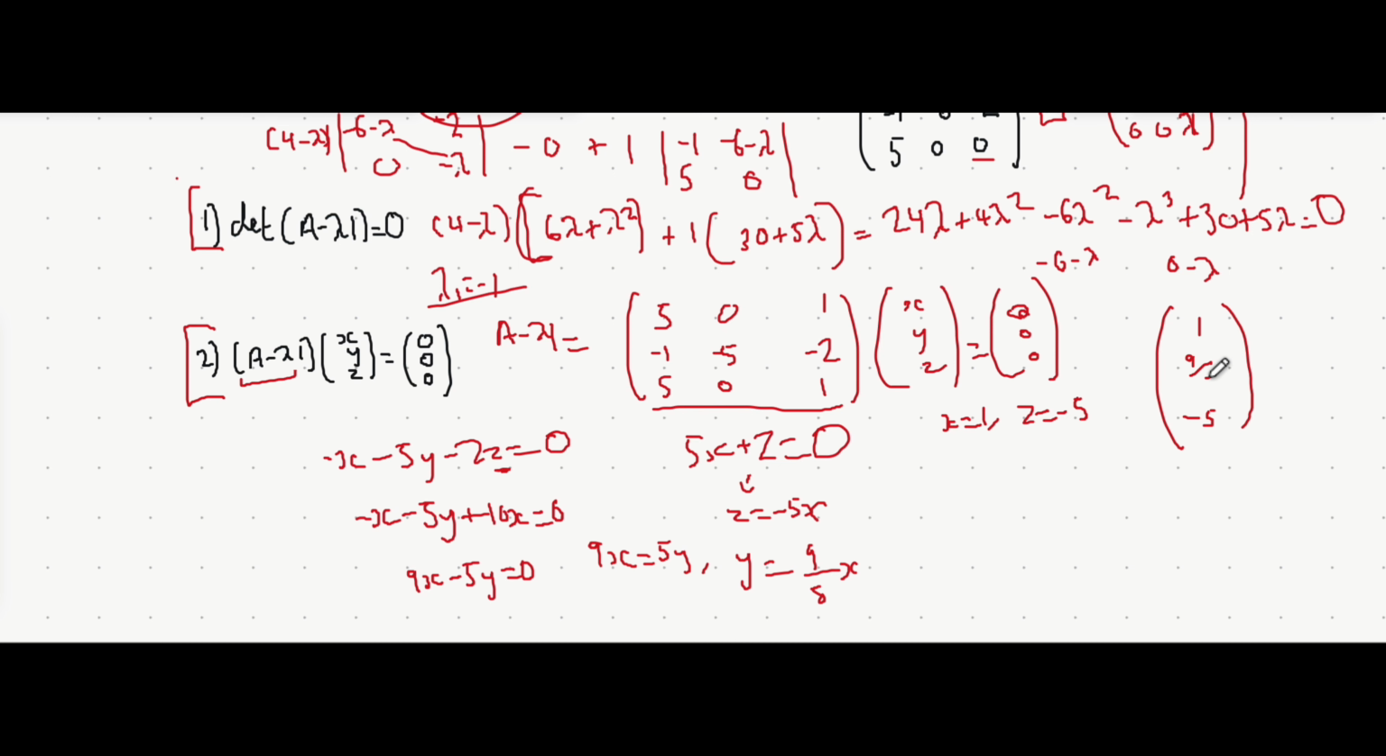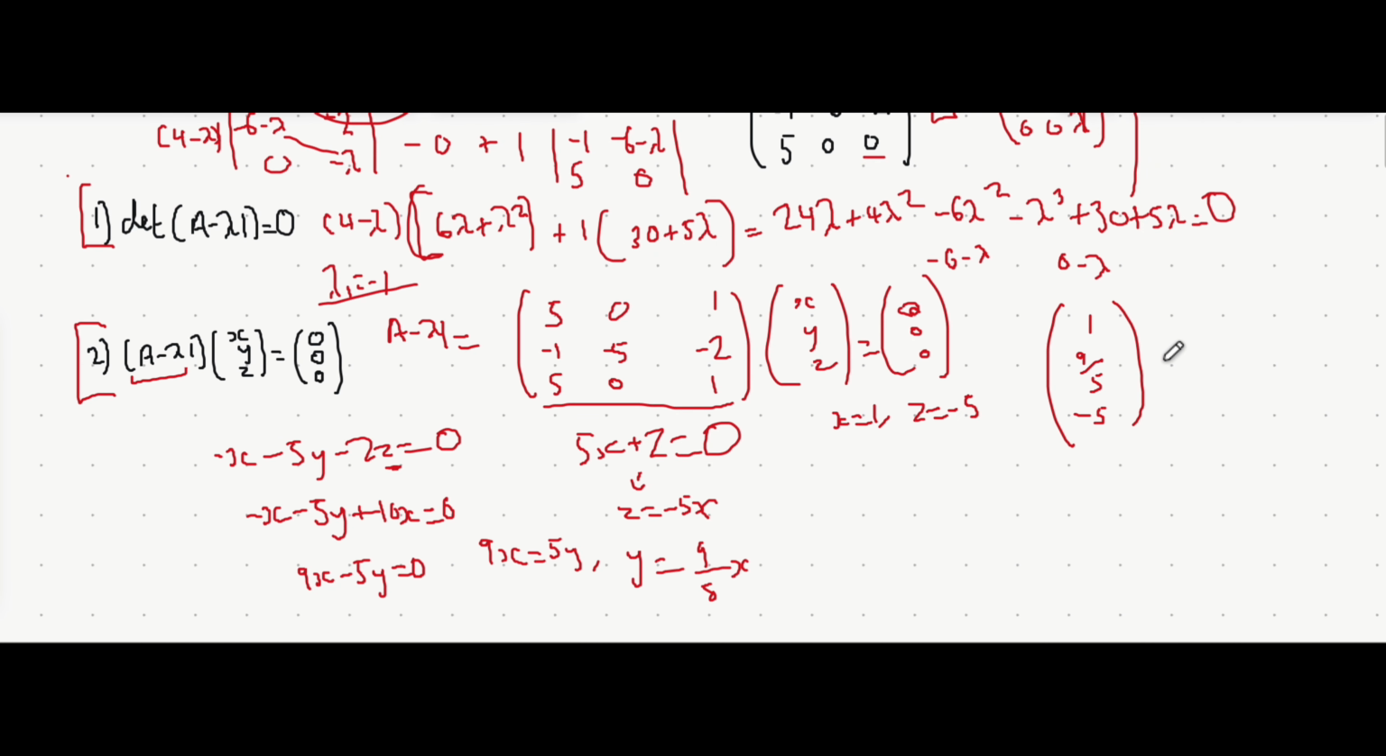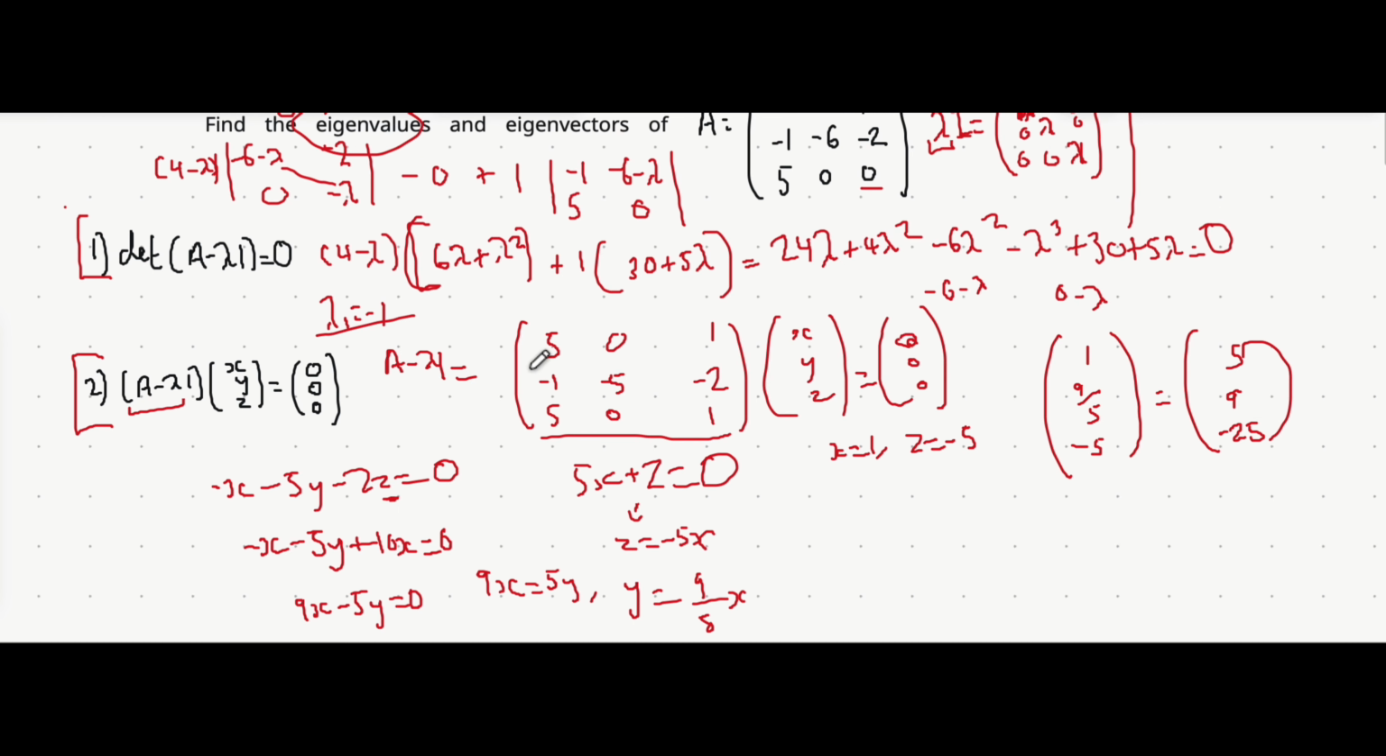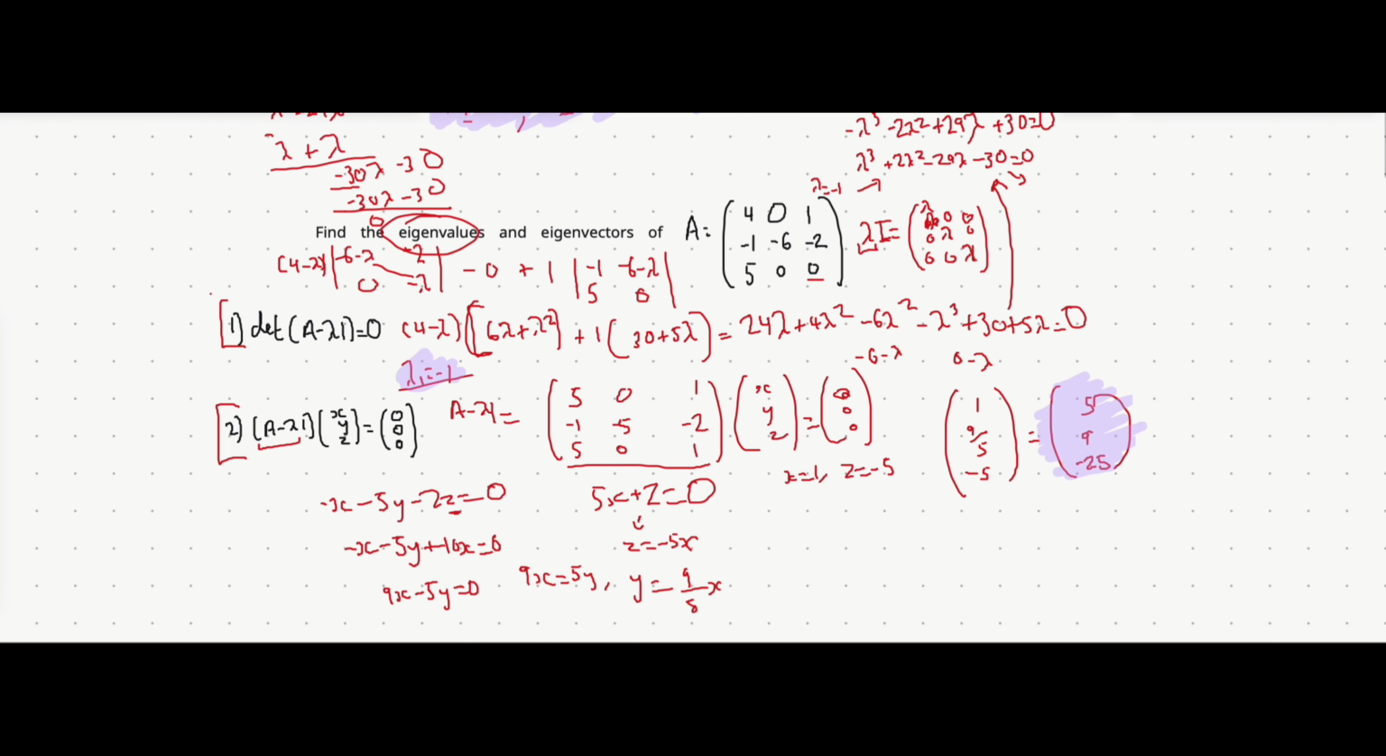To find the better format for the eigenvector, we'd multiply each individual component by 5 so that this is no longer a fraction. So 1 times 5 is 5, 9 over 5 times 5 is 9, minus 5 times 5 is minus 25. And we've formed the expression that for this specific eigenvalue, this is the eigenvector. Quite a long process, but hopefully it made sense to you guys.